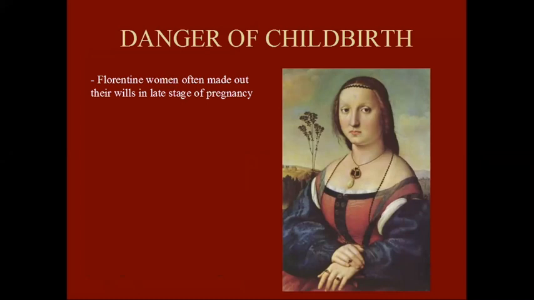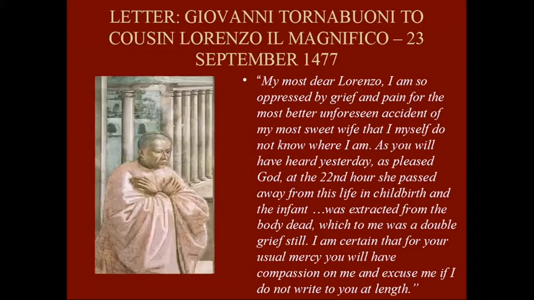Now, it's easy to talk about this, but what was the reality of it? Let me read this to you. This is a letter by Giovanni Tornabuoni to his cousin Lorenzo the Magnificent on the 23rd of September, 1477. He says, "My most dear Lorenzo, I am so oppressed by grief and pain for the most bitter unforeseen accident of the death of my most sweet wife, that I myself do not know where I am.